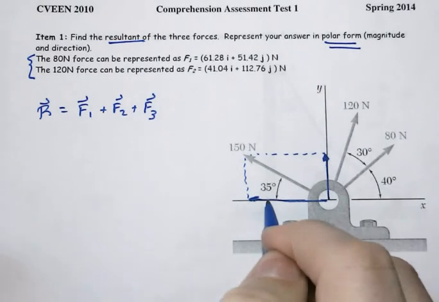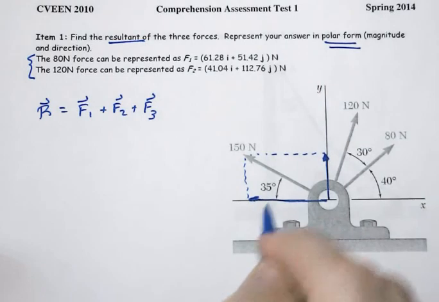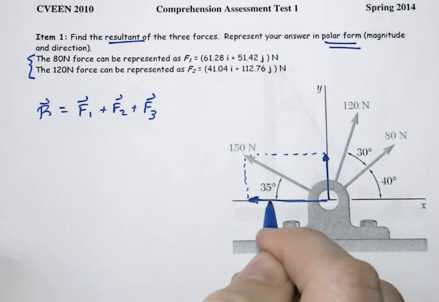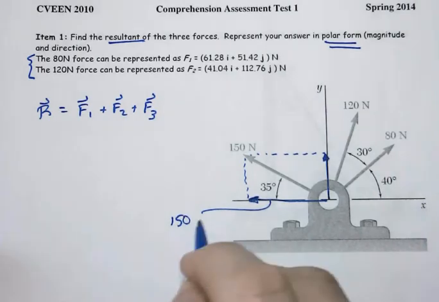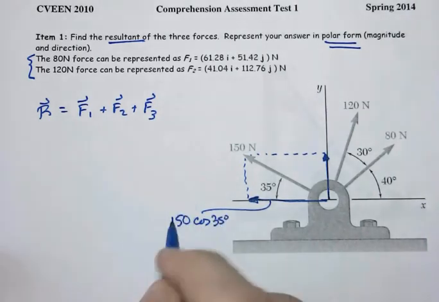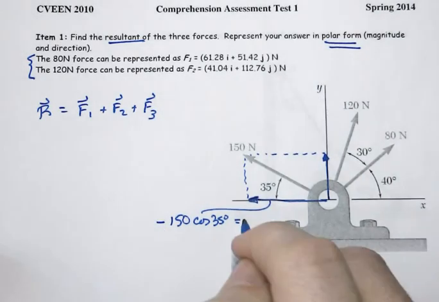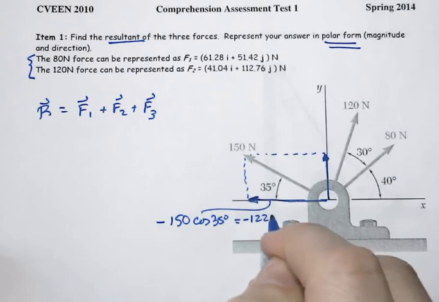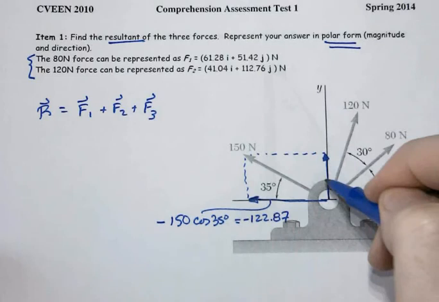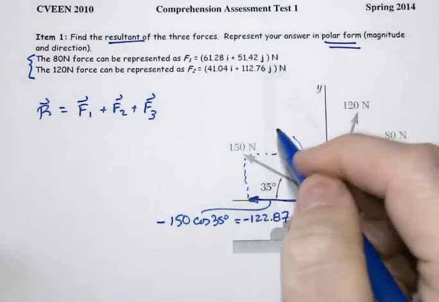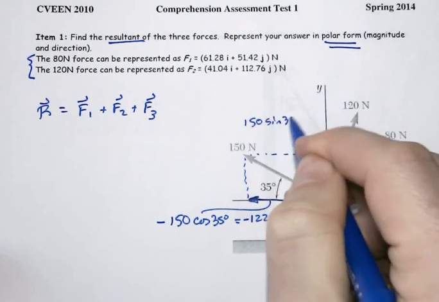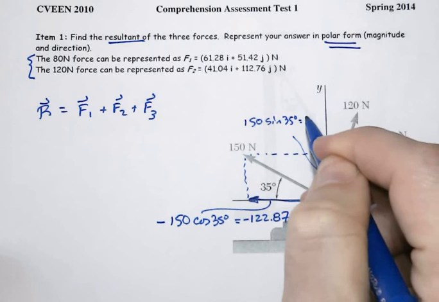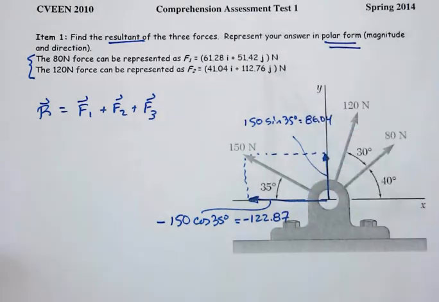For the x component, we have that the 150 Newton force is going to have components that are 150 times cosine of 35 degrees. It's acting in the negative x direction, and so that's why I insert the minus sign, and that will give us a minus 122.87 newtons for that component. The vertical component will be in the positive y direction, so positive 150 times sine of 35 degrees, and that will equal then 86.04 newtons for that component.